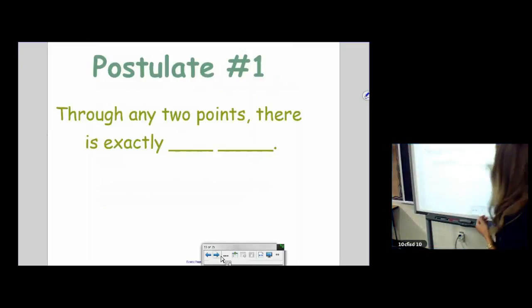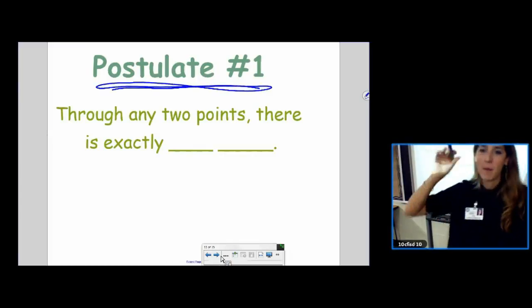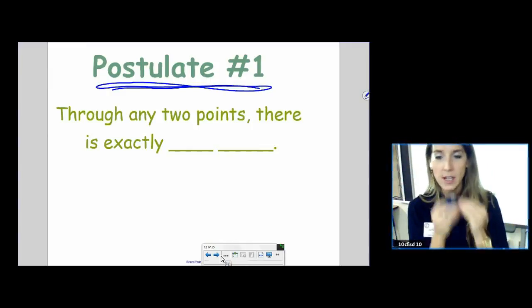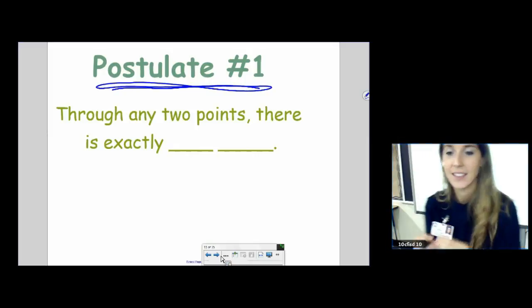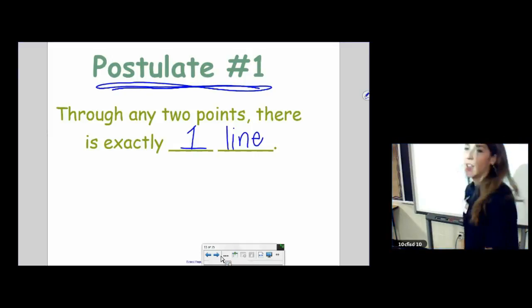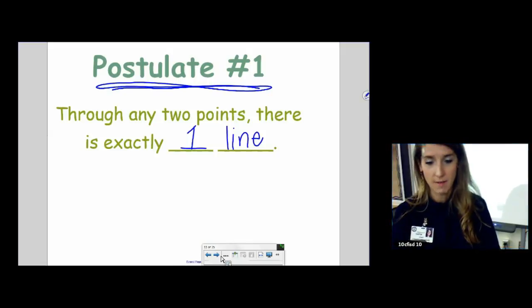So, that is postulate number 1. Star it, underline it, bold it, box it. Through any 2 points, there is exactly 1 line. That is a basic building block of geometry. Through any 2 points, there's exactly 1 line.